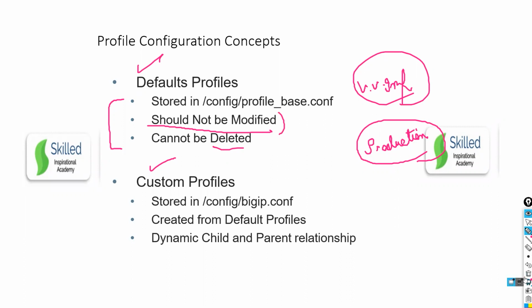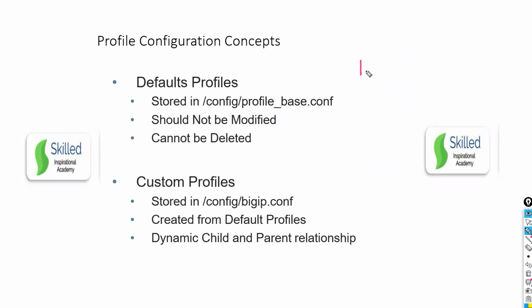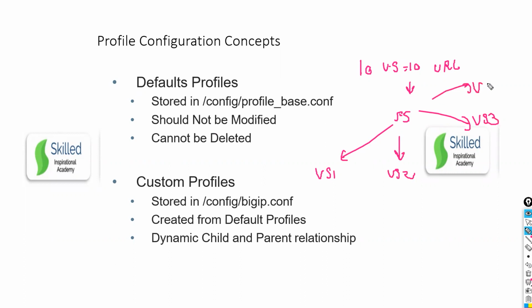Let me give you an example. Let's say I have 10 URLs which need to be published in F5. VS1, VS2, VS3, and VS4. Let's say I've taken 4. Let's say virtual server 1 has a TCP profile. Virtual server 2 also has TCP. TCP default profile I'm talking about.